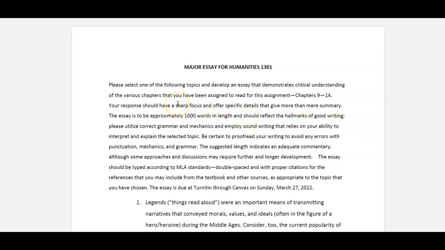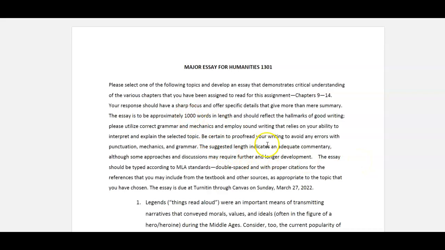You want to write this as an essay that, as it says here, demonstrates critical understanding. Approximately 1,000 words or so in length. You can write more if you need to. And yes, I also teach English, so I do expect to see, as it says here, the hallmarks of good writing. That means correct grammar, correct mechanics, sound writing, showing your ability to interpret and explain the topics. You need to make sure that you proofread to correct any mistakes before you submit the essay, so that you're going over your punctuation, your mechanics, your grammar.